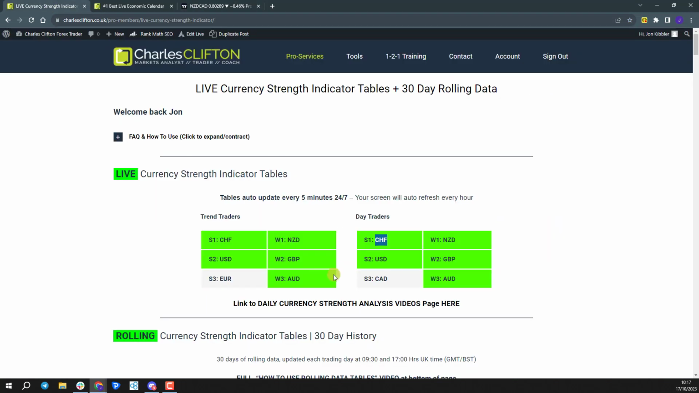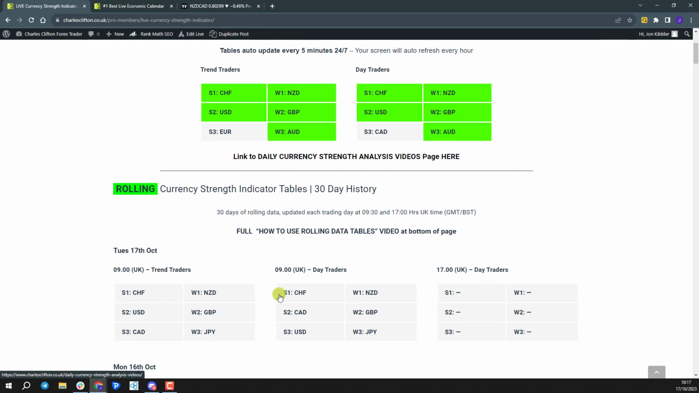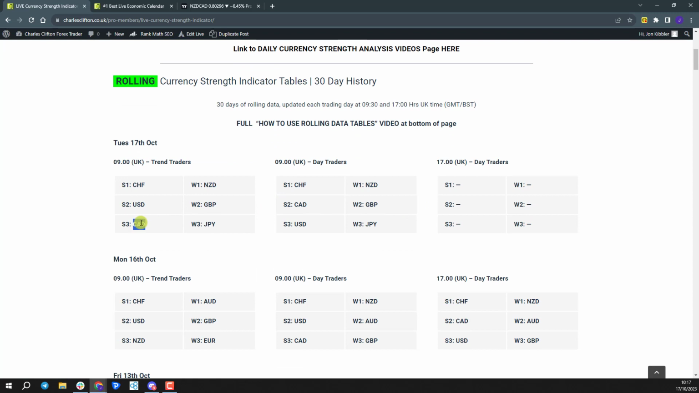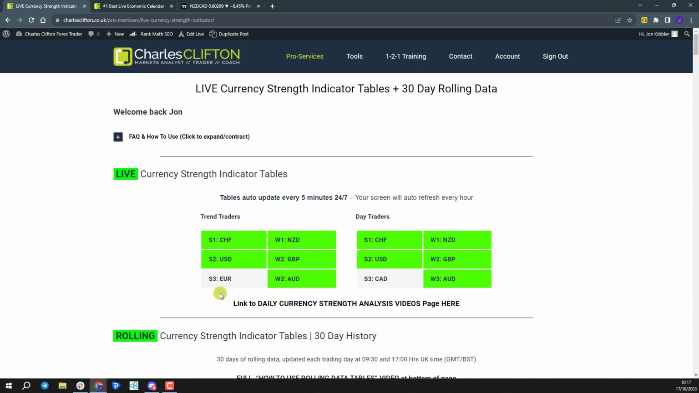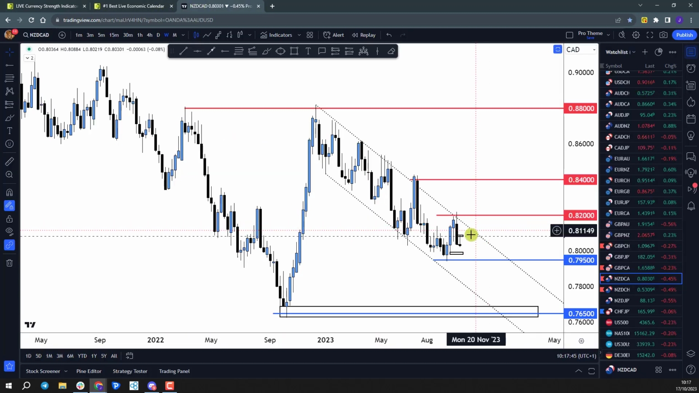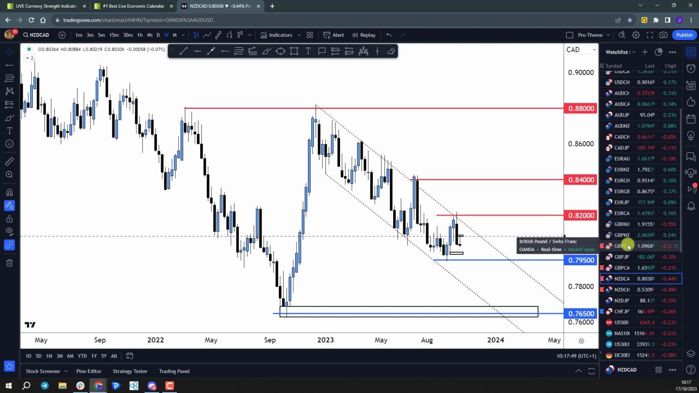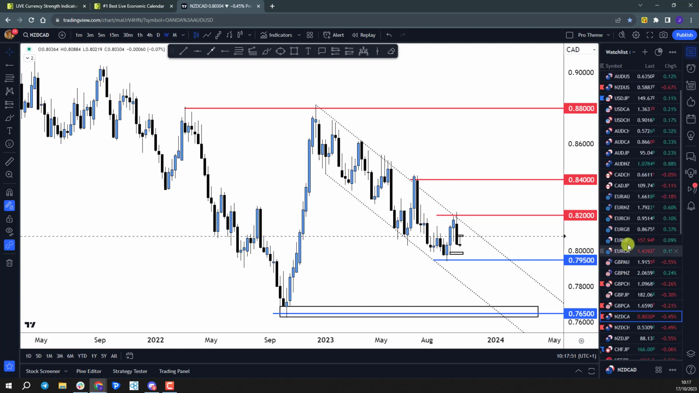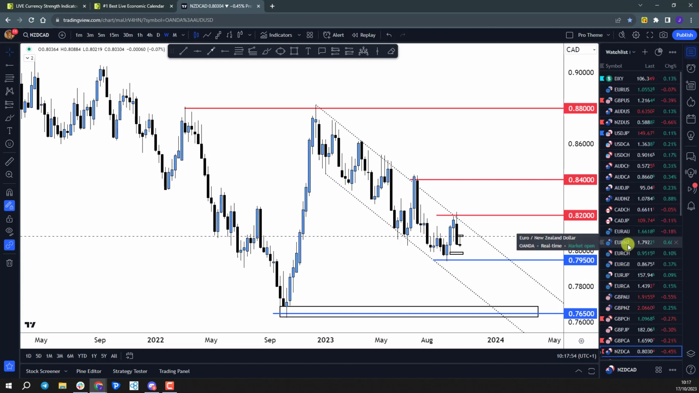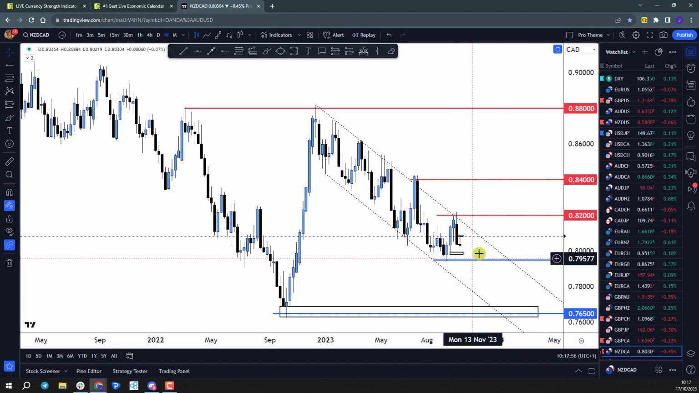What would that take though? I think we need to see CAD return back to the tables here. If I just show you this morning, you can see CAD was there, S3 and S2. So it's probably only sitting around about S4 at the moment on the trend traders. So there could be some scope for it to gain a little bit more strength, and we could see a potential move to the downside. Obviously, oil prices have been pretty good at this current moment in time, had a little bit of a rebound higher. So that could also influence a little bit of CAD strength.